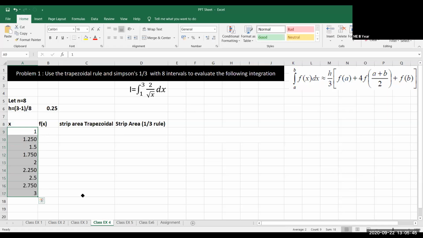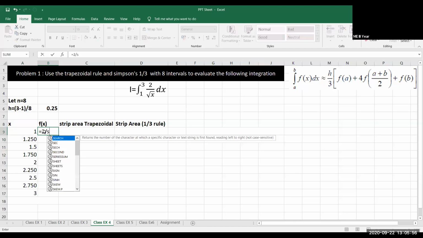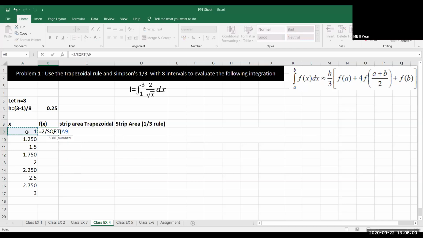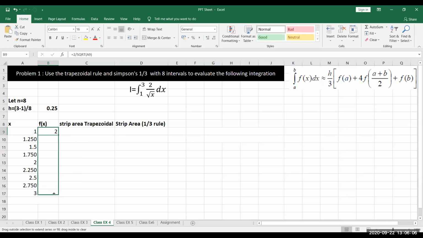So what is our function? Simple: our function is 2 divided by the square root of x. The square root function is SQRT, and you already know about SQRT of x. That's all. We got the function values, and you have to drag up to the last. Yes, this is our function value.